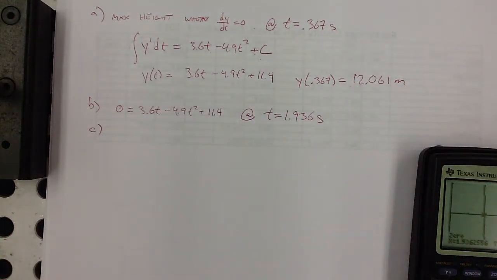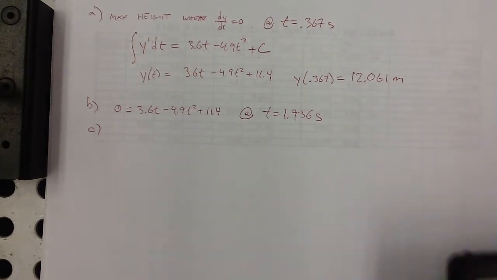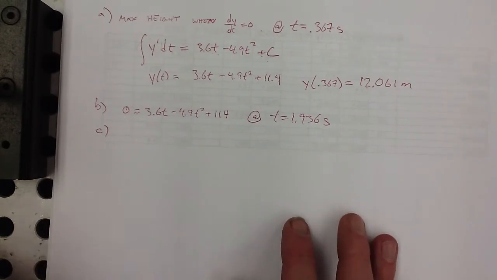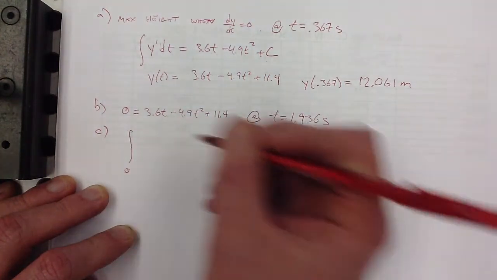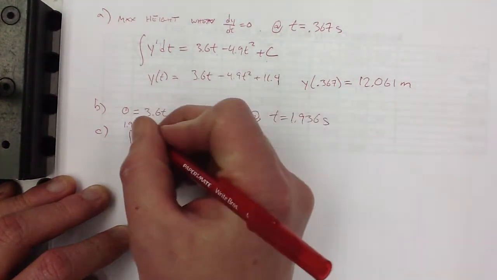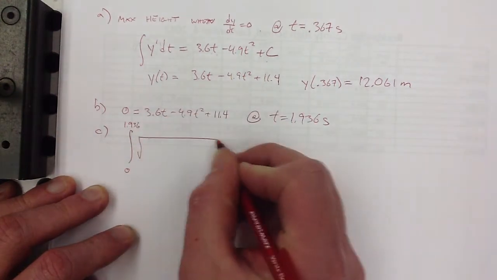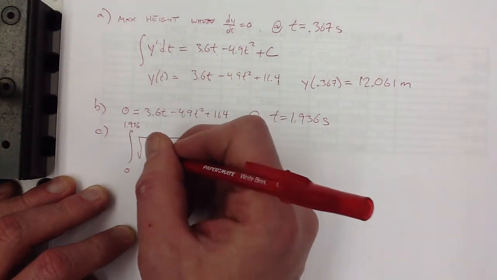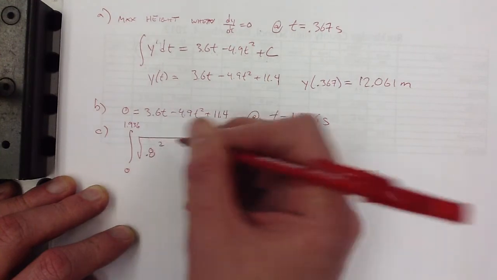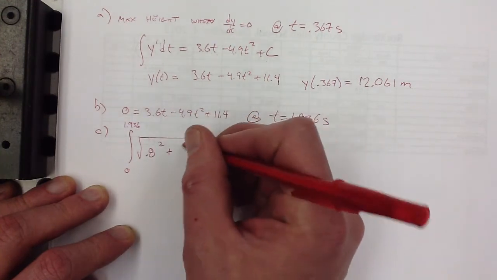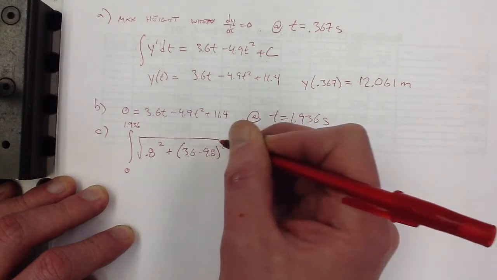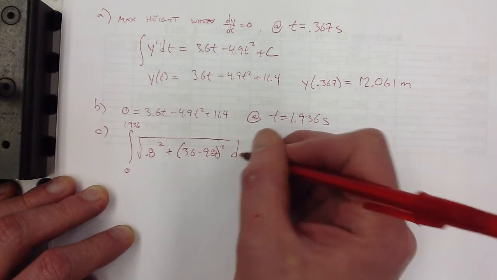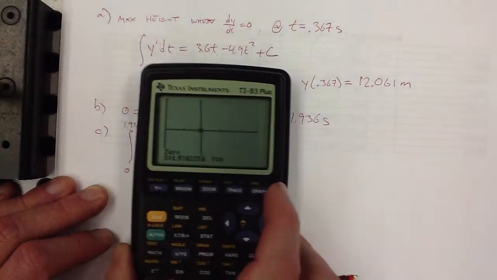C, find the total distance traveled by the diver's shoulders from the time she leaves the platform until the time her shoulders enter the water. And that is going to be, total distance traveled is the integral from 0 until the time when she hits the water, of the square root of (dx/dt) squared plus (dy/dt) squared. I guess I'll do that on the home screen.